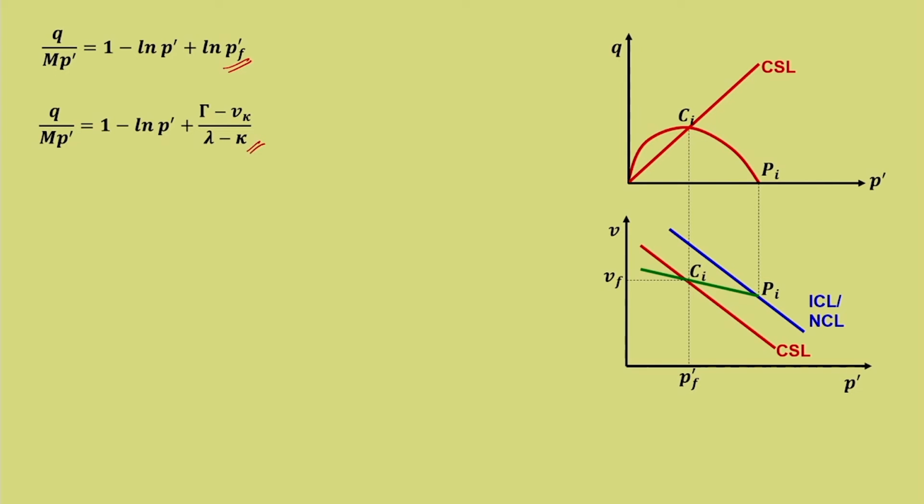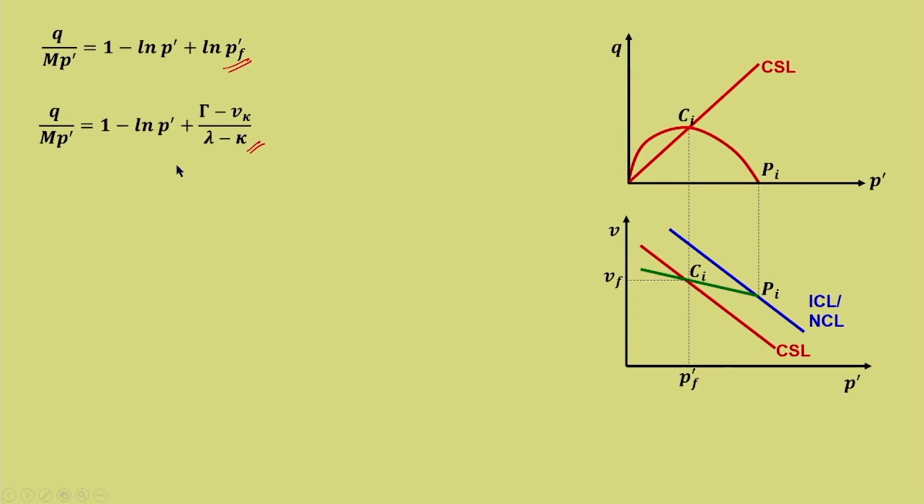Now what are we doing? We know one expression which represents the yield curve. We are just trying to represent the same equation in a more general form involving the critical state parameters. So q by M p' is equal to 1 minus ln p' plus this. Now Vκ, again, is not a fixed parameter; it depends upon where the unloading has been done. We have discussed this point. So we need to replace Vκ. So how do we replace Vκ?